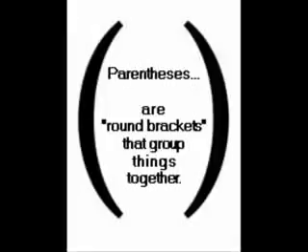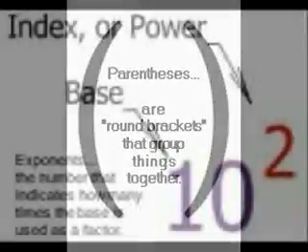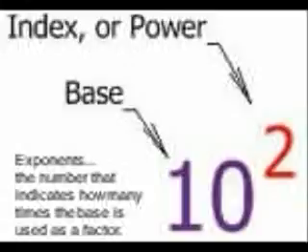So let's look at the order of operations. The first operation is parentheses. Parentheses are round brackets that group things together. If an expression has parentheses, you must solve within the parentheses first. The next operation to solve after parentheses are exponents. An exponent is the number that indicates how many times the base is used as a factor. In the case of the picture, it would be 10 times 10.